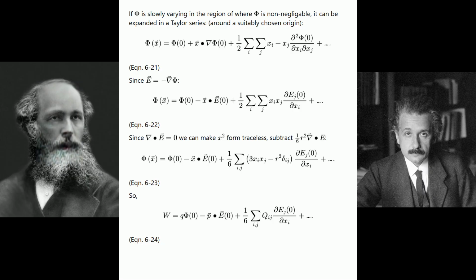Equation 6-21. Since E equals negative gradient of phi, equation 6-22. Since divergence of E equals 0, we can make x_i x_j traceless by subtracting 1/6 r^2 del dot E. Equation 6-23. So, equation 6-24.